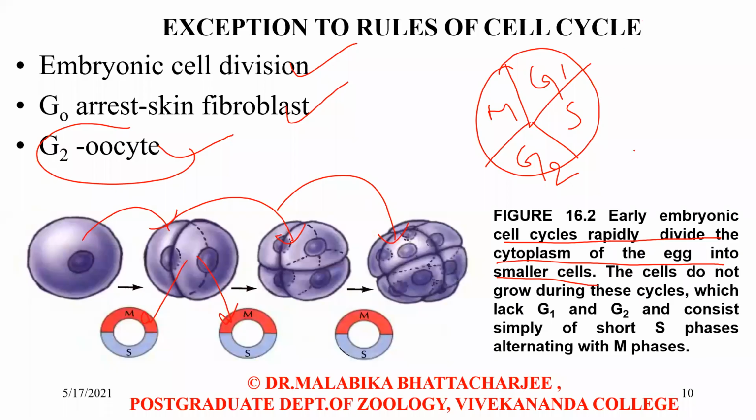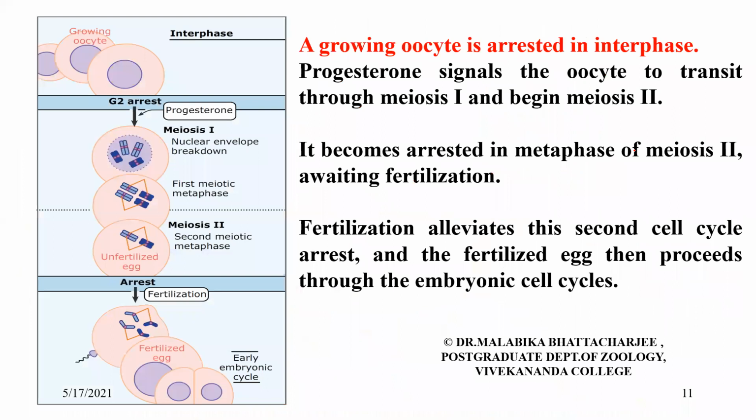So these were the exceptions to the rules of the cell cycle. As I said, a growing oocyte is arrested in interphase. Progesterone signals the oocyte to pass through meiosis 1 and meiosis 2. It becomes arrested in meiosis 2, awaiting fertilization. So the oocyte is arrested in meiosis 2, that is G2, awaiting fertilization.